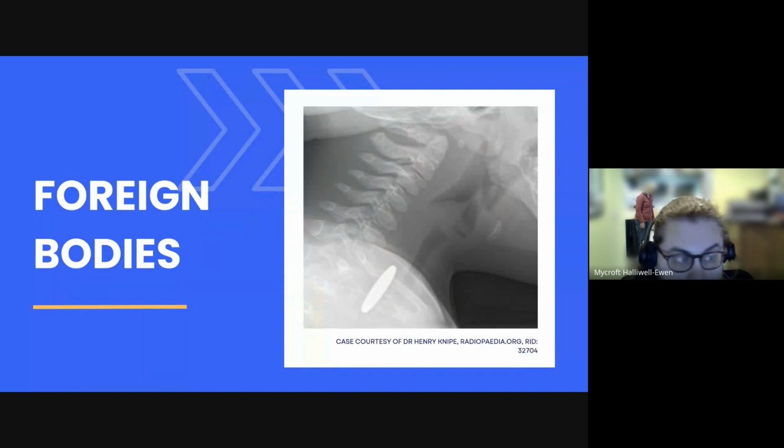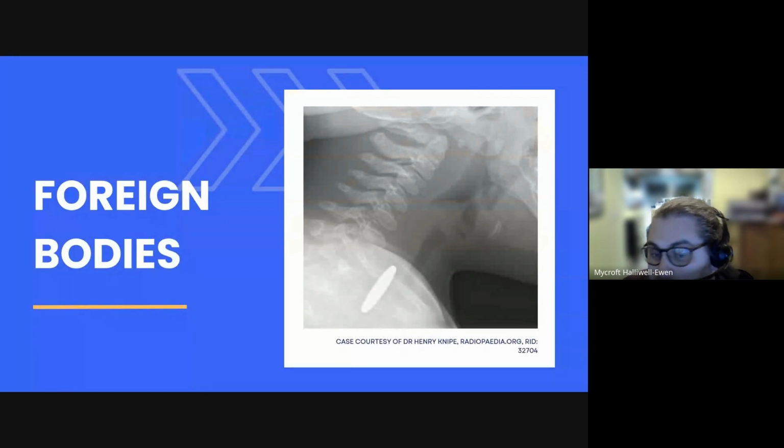Right, but this is why you get a lateral. Again, probably a coin, hopefully a coin, worried it's a button battery. This is definitely in the esophagus, isn't it? Because the esophagus is posterior to the airway. Wouldn't matter. I would be just as worried about a button battery for both.